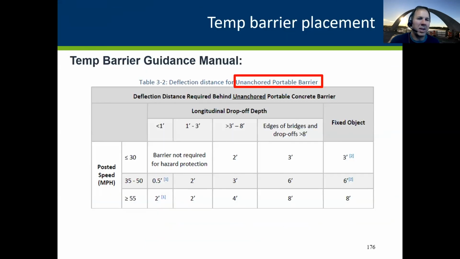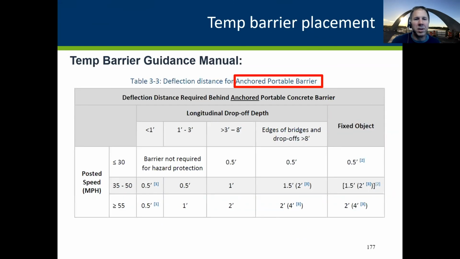The resident engineers asked that I highlight what it takes to protect vehicles from drop-offs. There is a memo on this, and there are two tables that are important. One covers unanchored portable barrier, and another covers portable barrier. So you'd look at the drop-off depth, and if you're on a bridge, you're going to have greater than 8 feet.